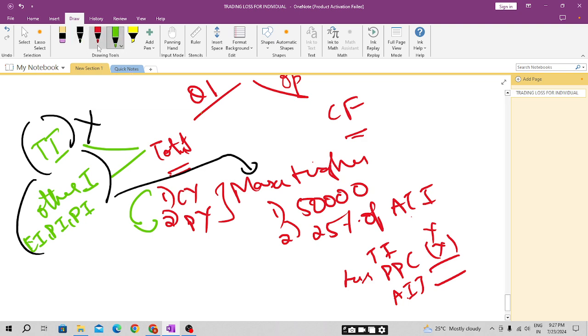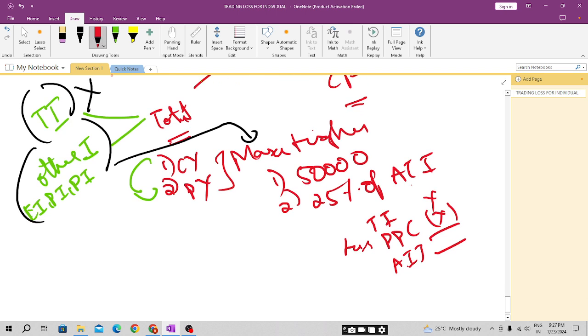Then if further loss is remaining, we have two options again. We can directly carry it forward or set it off against the chargeable gains. So chargeable gains.